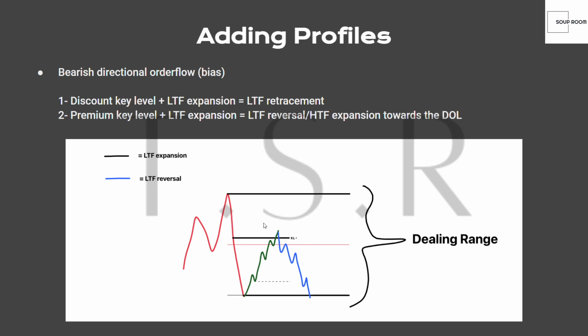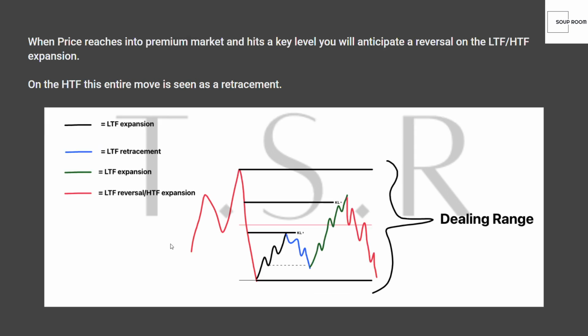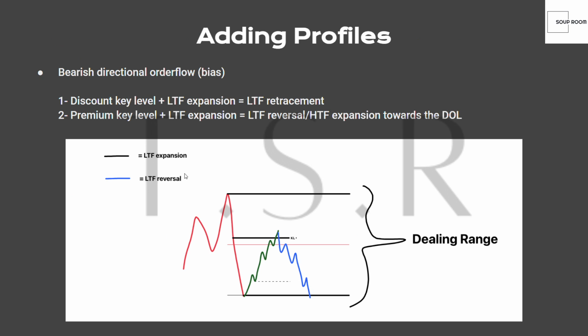So in a bearish scenario, instead of having a key level and a discount like we saw in the previous example, we have a bearish key level in a premium market. So we have the lower time frame expansion into the premium key level. After the expansion into the premium key level, we will see a reversal on the lower time frame and an expansion on the higher time frame. Where's the expansion heading to? The opposing end of the dealing range.